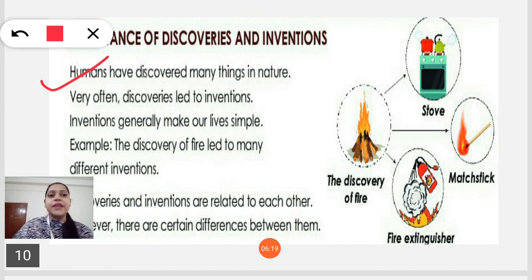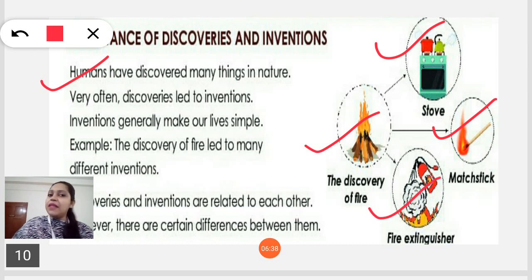Like here, a very important example: first, children, the discovery of fire took place. Discovery of fire means fire was already there in nature. People discovered, found out. Then after the discovery of fire, they made the invention of stoves, matchstick, fire extinguisher, and many more things related to fire. So children, fire is a discovery, but stove, matchstick and fire extinguisher all are what? Invention.